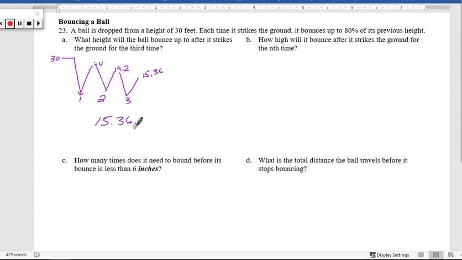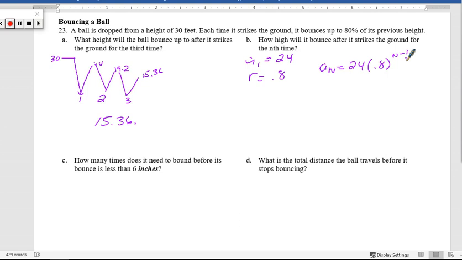Then I'm asking, okay, well then how high will it bounce after it strikes the ground for the nth time? Now we're looking for a formula. I know this is a sub 0, that's where it initially started. So our a sub 1 is actually the first time it comes up, which is 24. And our r value, again, is 80%, or 0.8. So a sub n is going to be 24 times 0.8 to the n minus 1. So there's our formula for that.